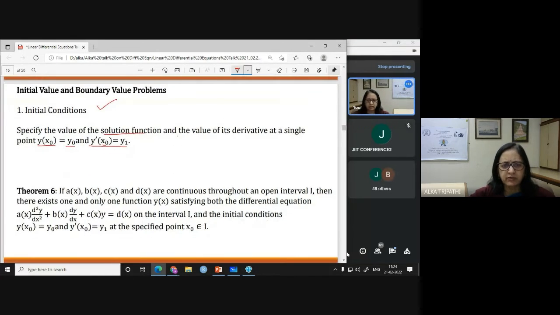And based on this we have a theorem, that is, if ax, bx, cx and dx are continuous through an open interval I, then there exists a unique solution yx satisfying this equation and the condition, where the condition is on a single point.